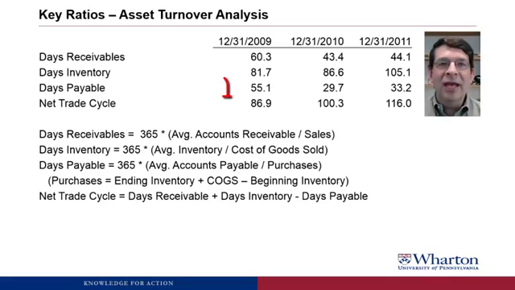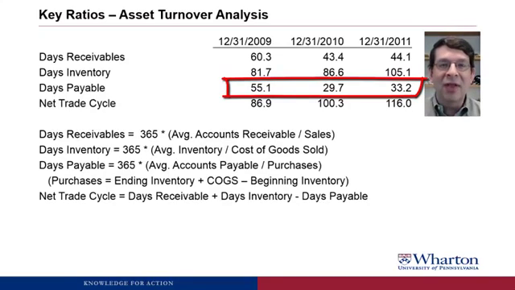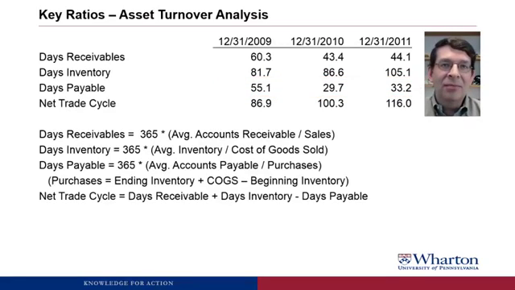Now let's look at days payable. That's gone down from 55 days in 2009 to 33 days in 2011. That 33 days represents that from the day we get raw materials from our supplier, it's 33 days before we pay them the cash that they're owed. So we're paying our suppliers 22 days more quickly over this period. What could explain this?